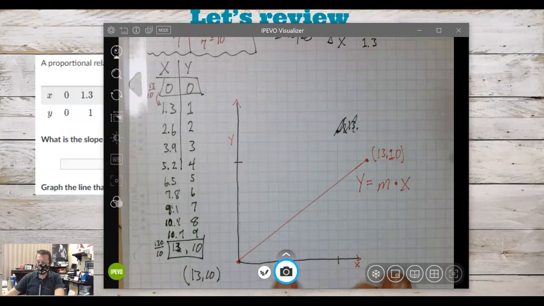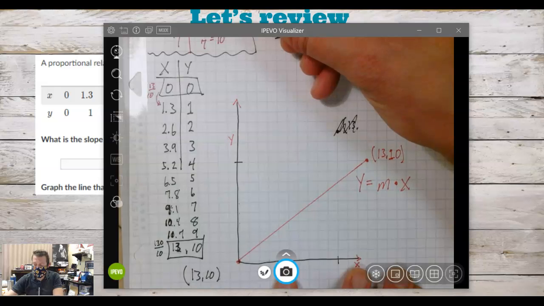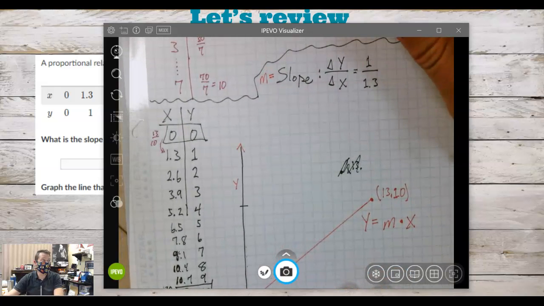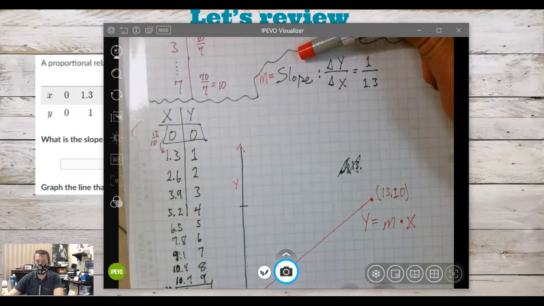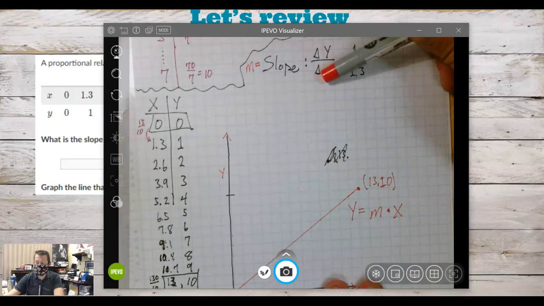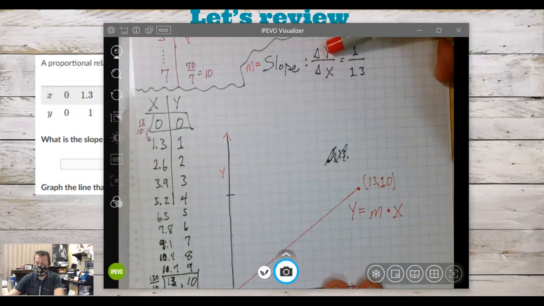But m is often referred to, well, not often referred to, it is our slope. So m, the multiplier in the equation, is this delta y over delta x. Now, this is why we talk about proportional relationships before we talk about linear equations.